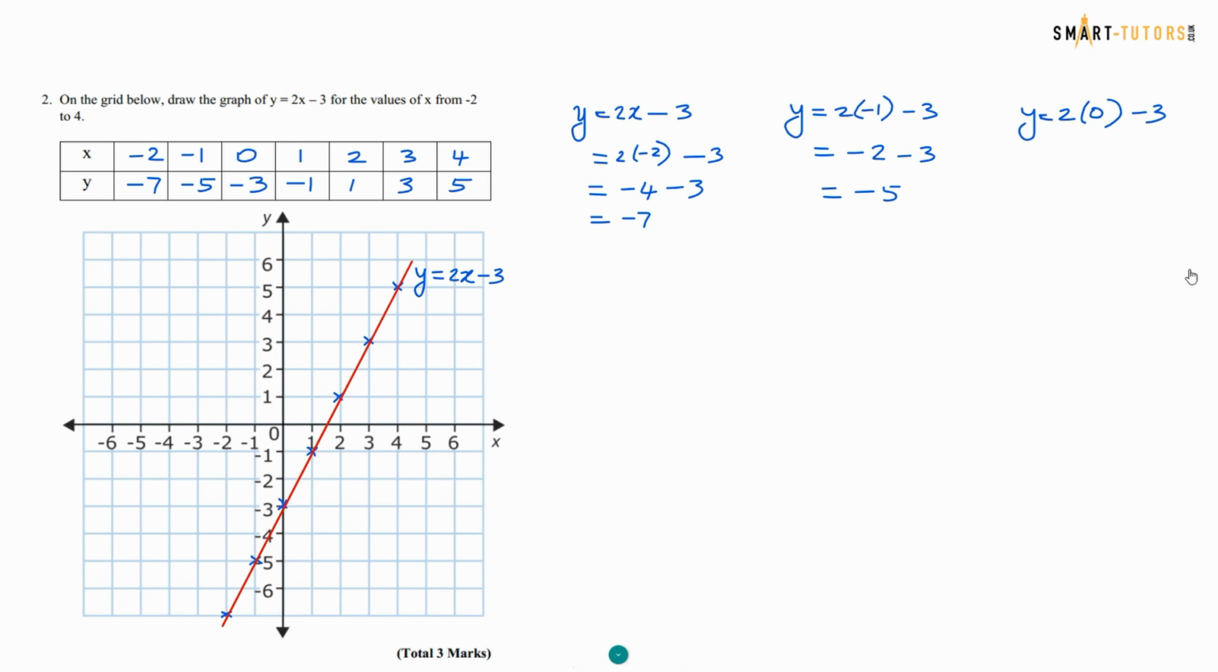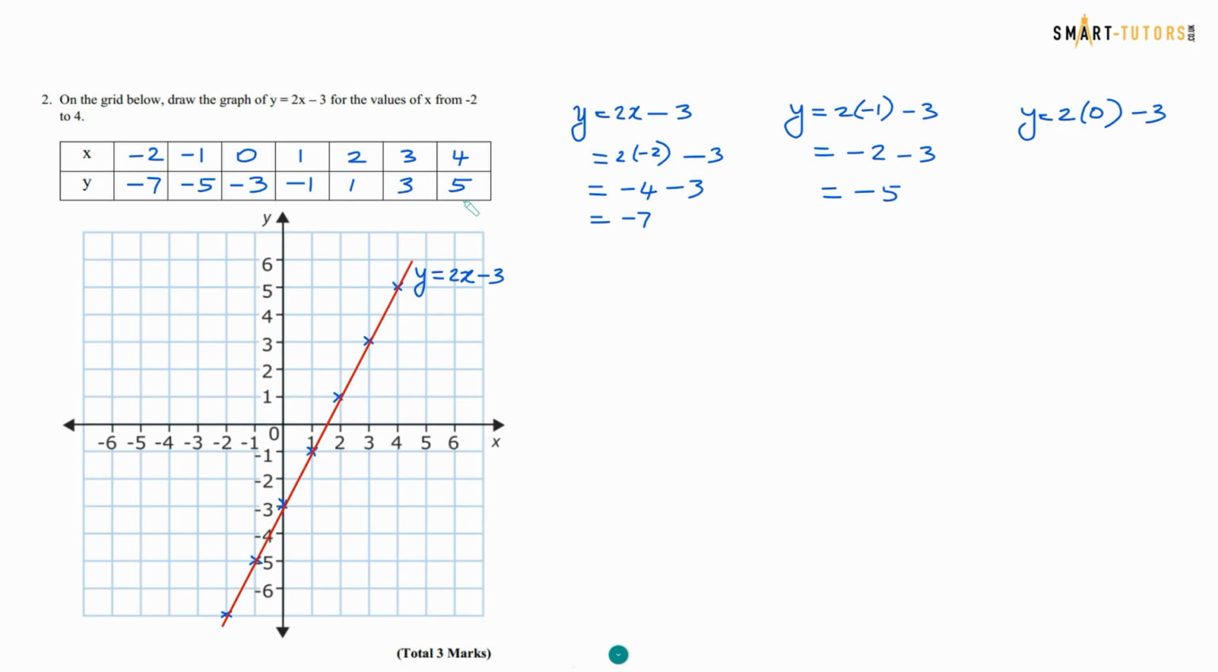Question number 2. On the grid below, draw the graph of y equals 2x minus 3 for the values of x from minus 2 to 4. So values of x from minus 2 to 4 means you need to prepare a table. So minus 2, minus 1, 0, 1, 2, 3, 4. So you need to find out all the values.